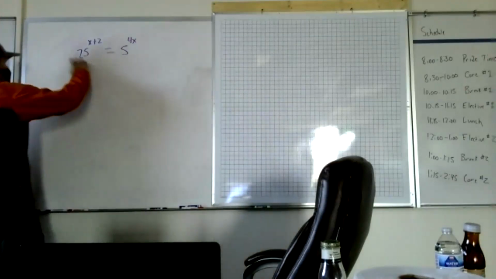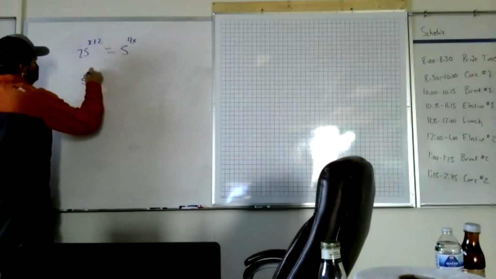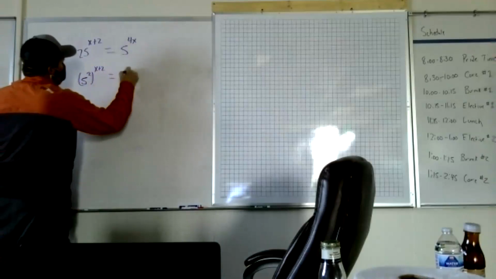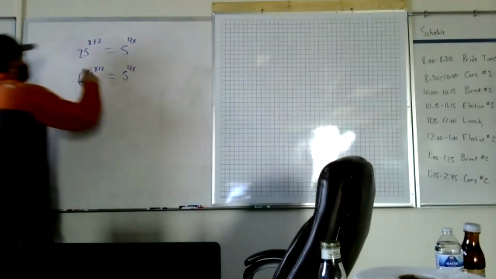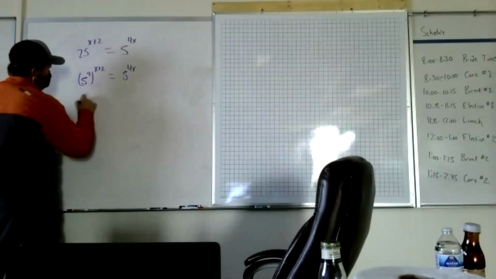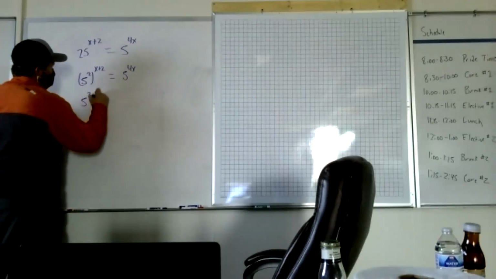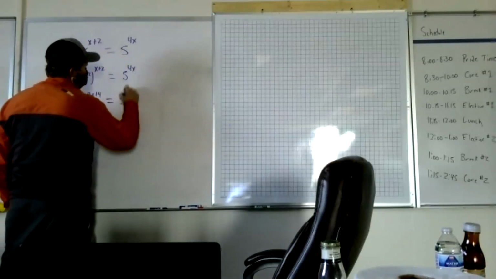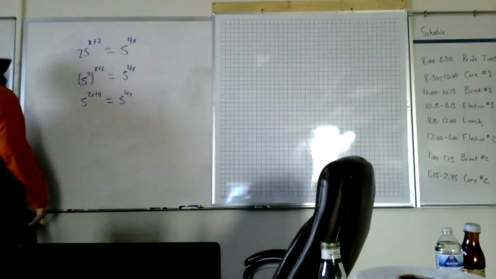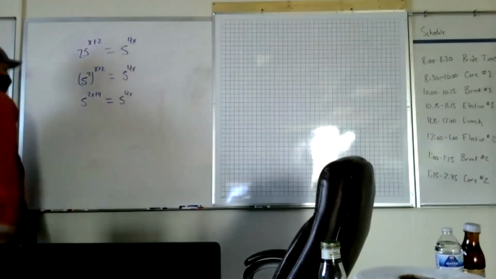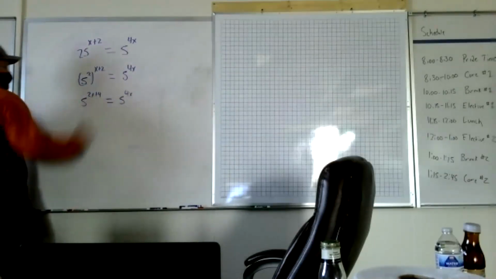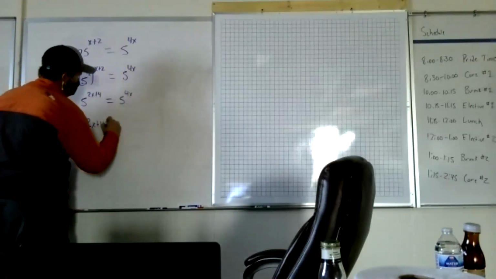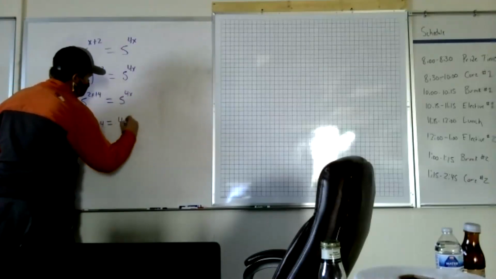Substitution property of equality allows me to change 25 into 5 squared, to the power of x plus 2, equals 5 to the 4x. Power of a power multiplies those. So that's 5 to the 2x plus 4. So you got to multiply. It's equal to 5 to the 4x. Then one-to-one property of exponents, because we have the same base. So it allows us to drop the base. So we're left with 2x plus 4 is equal to 4x.